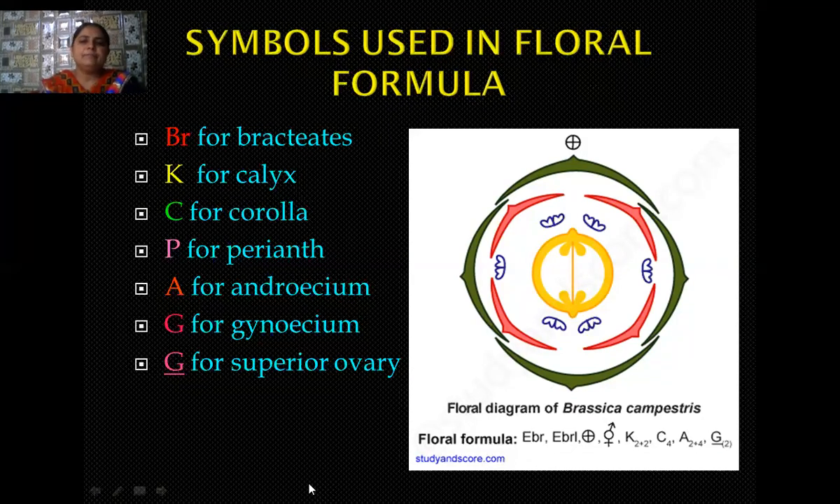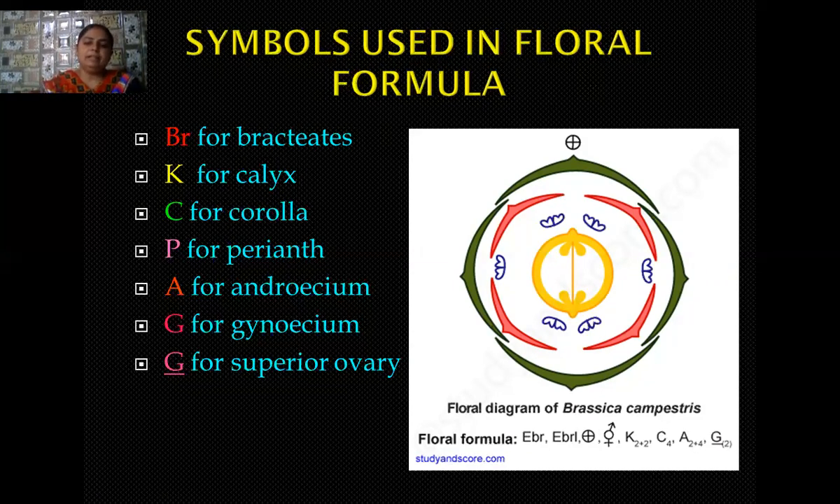So here, how can we write the floral formula? EBR, that is ebracteate flower, no bracts are present. EBRL means the flower is ebracteolate, without ebracteoles. Besides bracts, bracteoles are also not present. Then we have hermaphrodite flower. That means bisexual flower, contains both these stamens and pistils.